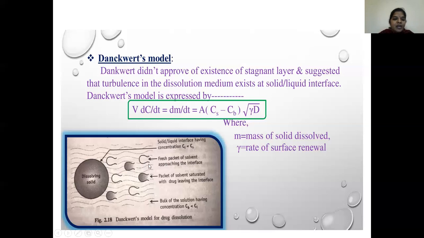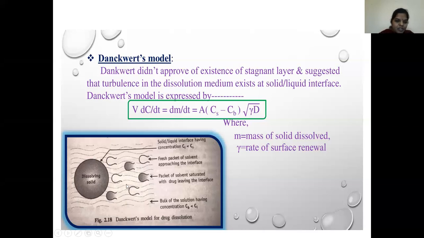The packets denote the solvent. This black colored packet has some drug, and without drug it shows as an empty packet; with drug, there is some content. This is the bulk of the solution. The concentration of drug at the liquid interface is higher. After the drug gets dissolved into the bulk of the solution, some of the drug will be engulfed by this fresh packet of solvent. So turbulence is created by the formation of these packets of solvents, right?